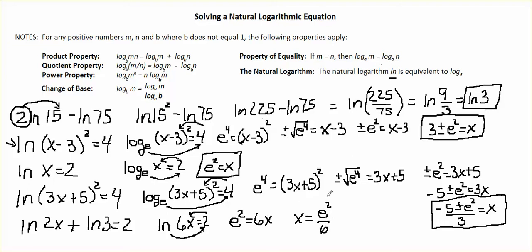And if we plug this in, e squared is going to be positive, so a positive divided by a positive is going to be positive. When we plug it in here, that makes this positive. e squared over 6 is our answer. And that's how we use our natural logarithm.